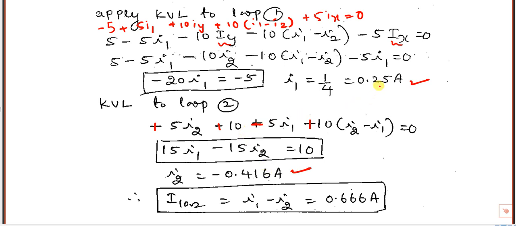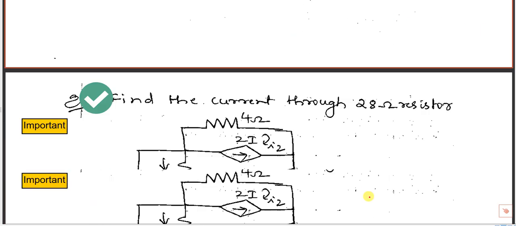So I1 is 0.25, I2 is minus 0.41. I1 minus I2 is 0.25 minus of minus 0.41. So this will give you 0.25 plus 0.41, so it is 0.66. You will get 0.66 amps. So this is an important problem.